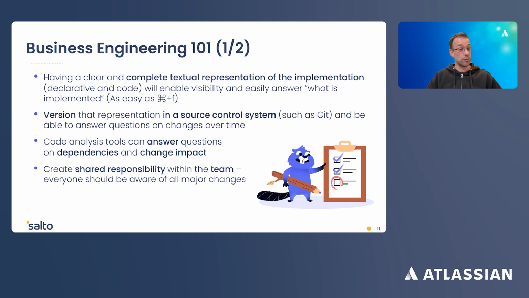We could version control that representation in a source control system such as Git with Bitbucket or GitHub and be able to answer questions on changes over time. Who changed that configuration? Why? When? Because we have such a representation, we can also analyze it automatically and answer questions on dependencies and change impact. What are all the impacts of changing that custom field, of changing that workflow?